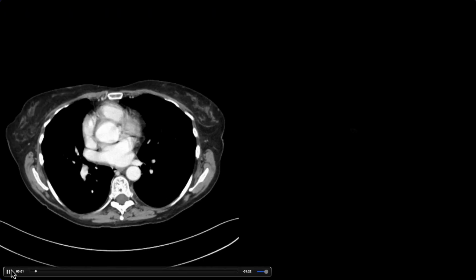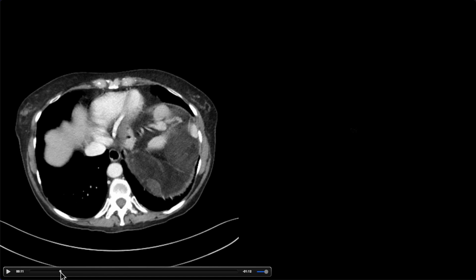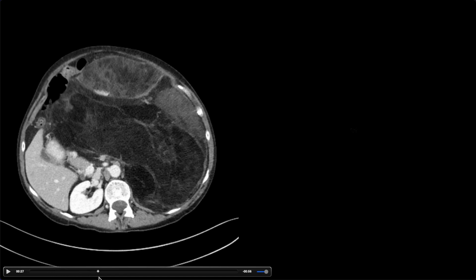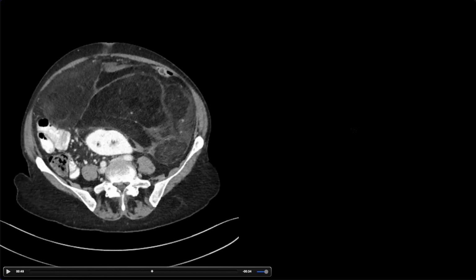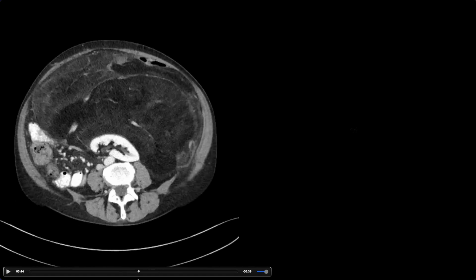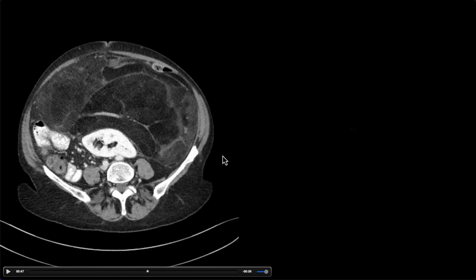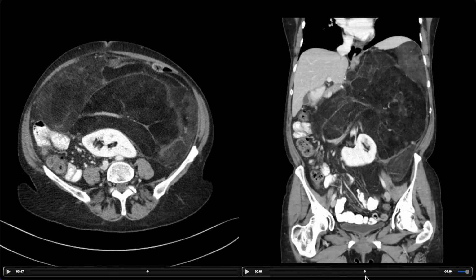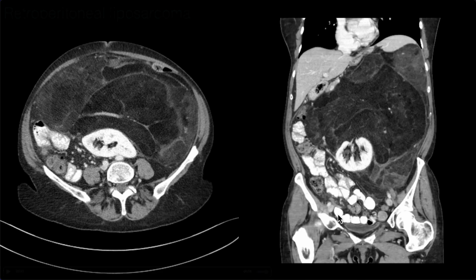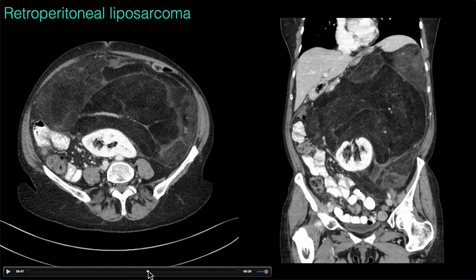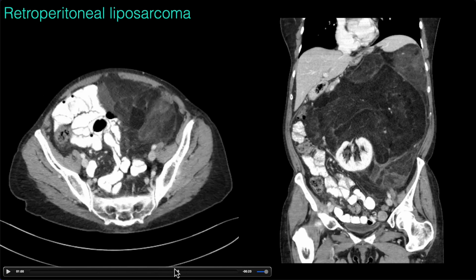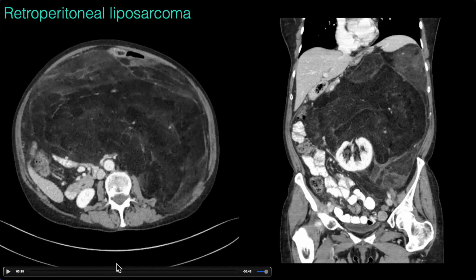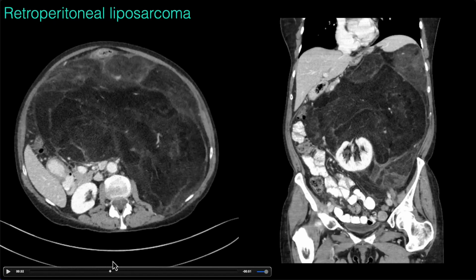All right, and so for this case, we have a more typical fat-containing retroperitoneal mass, which is quite massive in its size and displacing the left kidney into the pelvis. And so these imaging features are typical for a retroperitoneal liposarcoma. And one of the keys to forming your differential for different masses, although this one's not a particular mystery, is to consider where the mass is arising from.